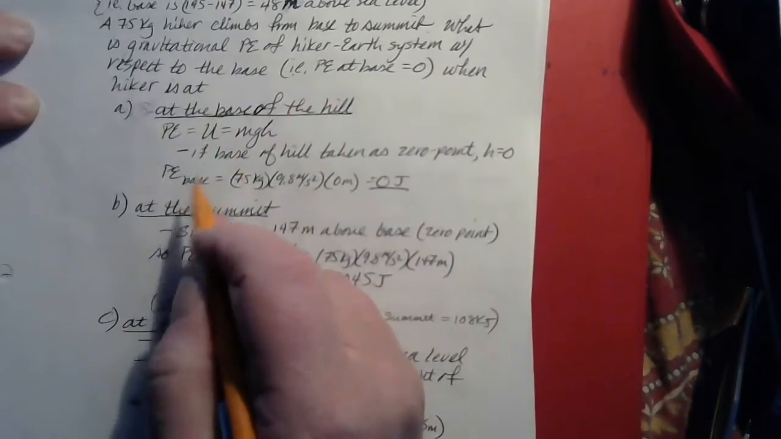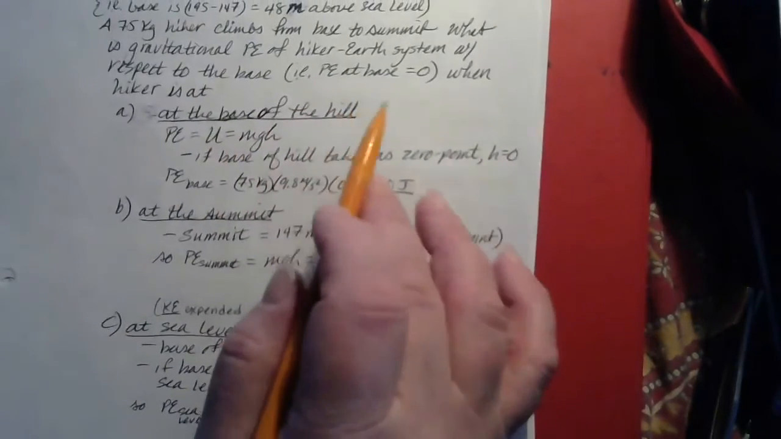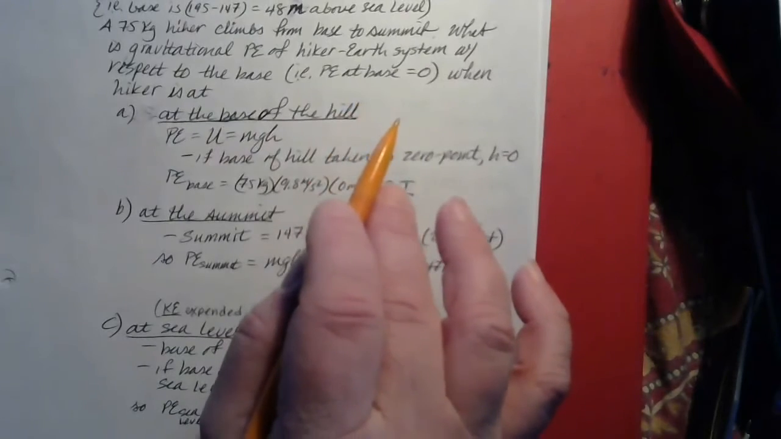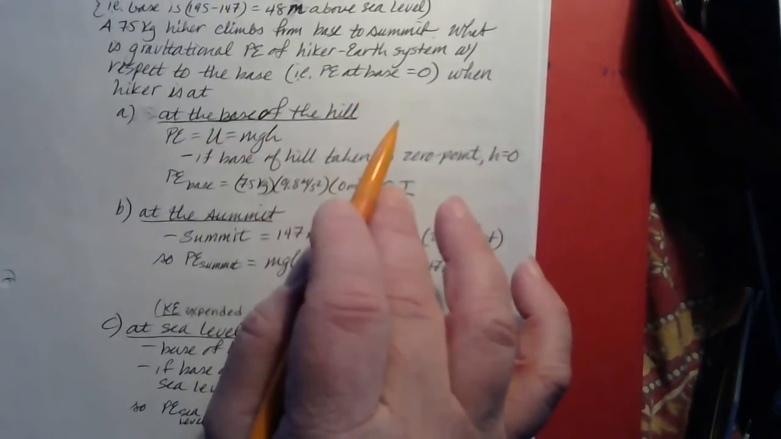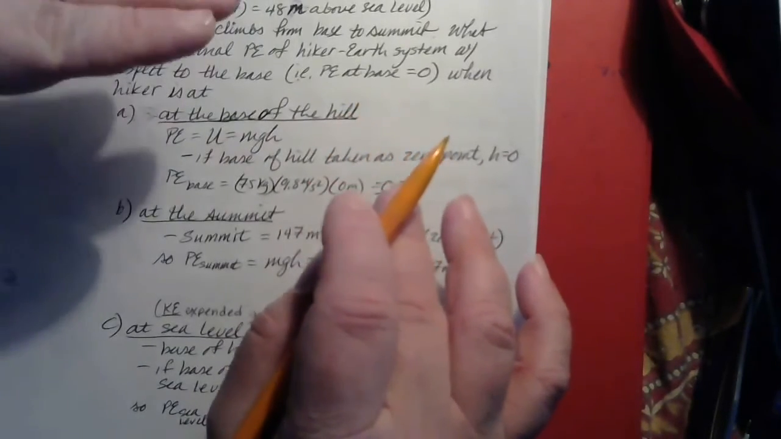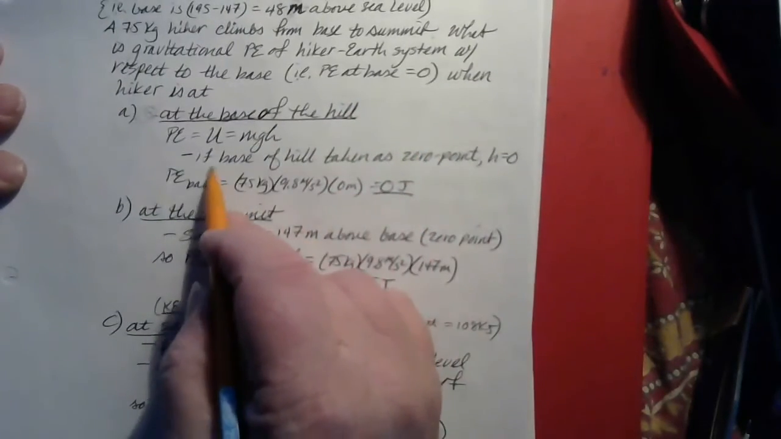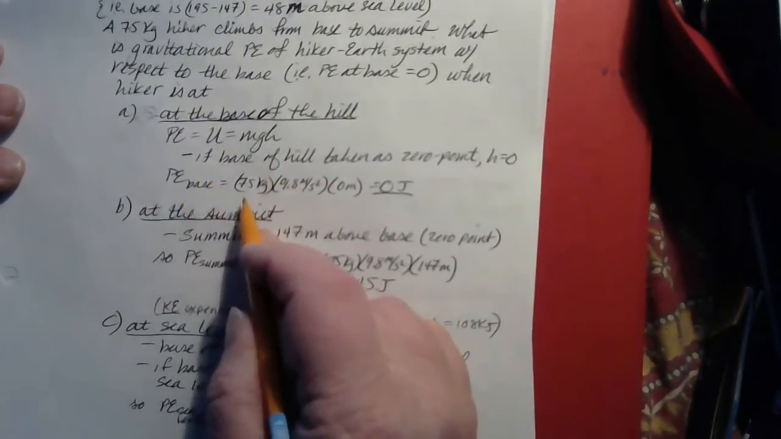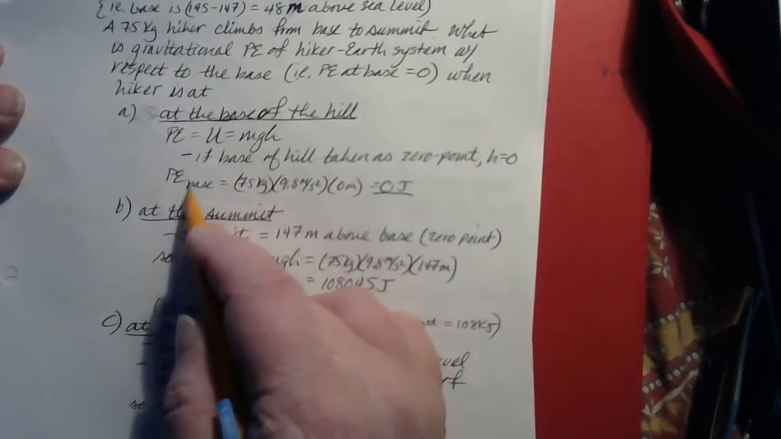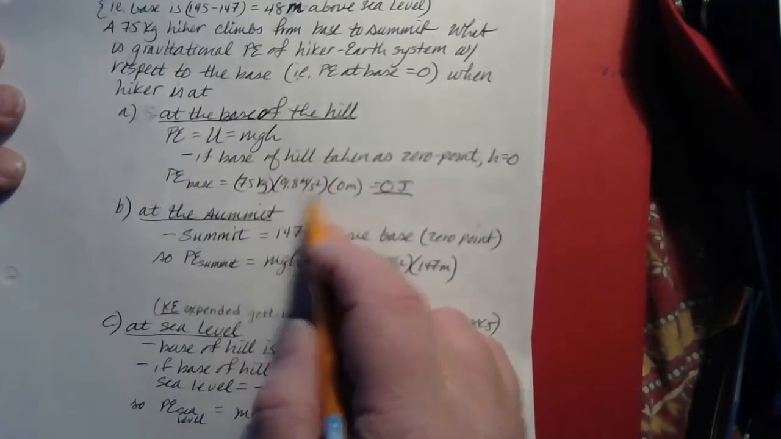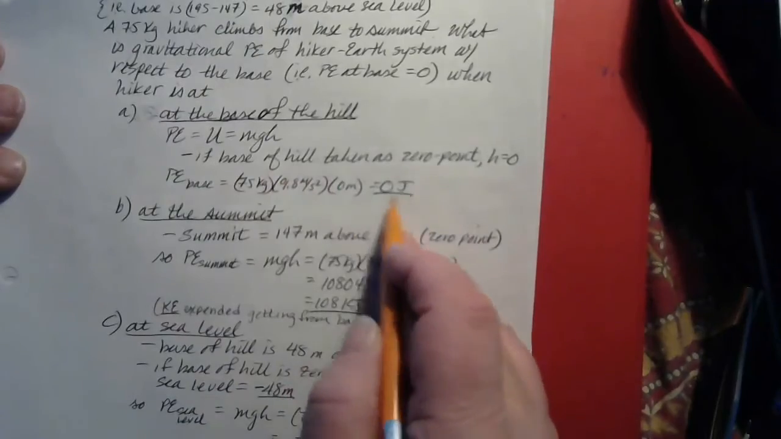And it is, because if we're taking the base as the 0 point for potential energy, that implies that the base is 0 height, relatively speaking, at least for this problem. And that would mean that the potential energy of the hiker at the base is mgh. So 75 times 9.8 times 0. And that's 0.